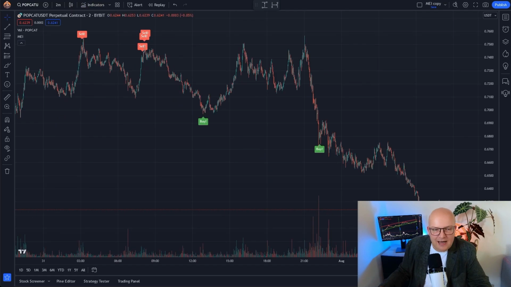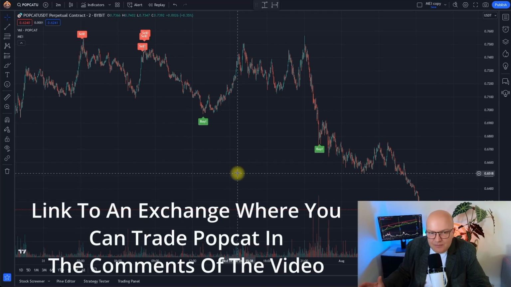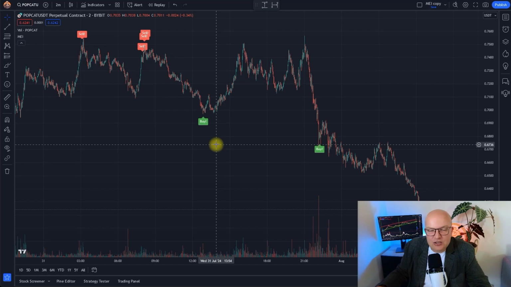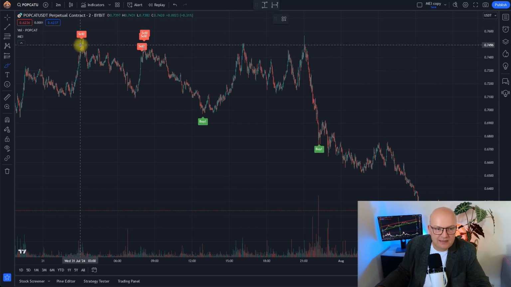We can have a look here at other assets as well. So Popcat, for example, this is a cryptocurrency meme coin, but I like to trade this coin because it has a nice volatility on the daily charts. You see very often prices ranging by 10% to the upside and downside. And this is even on a lower chart time frame. I like to use the 2-minute chart here to trade Popcat with this indicator.